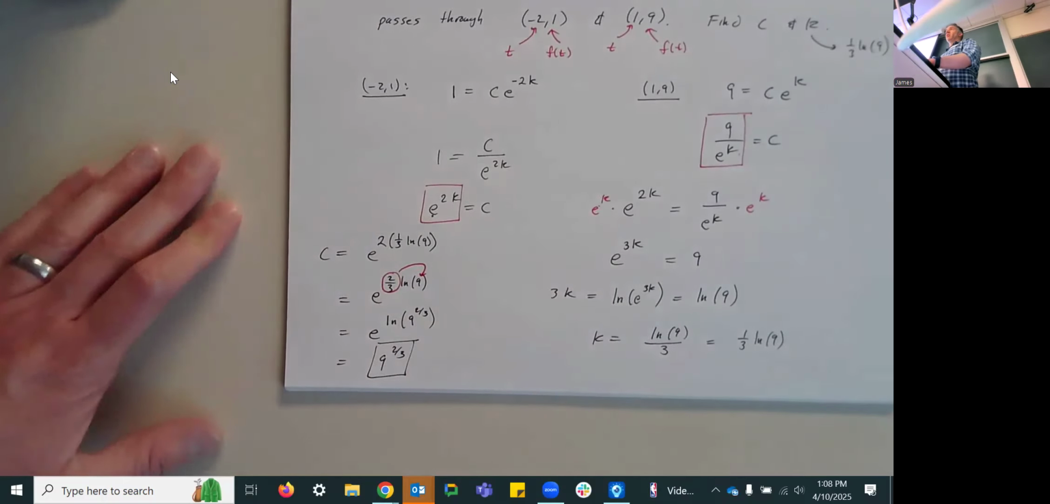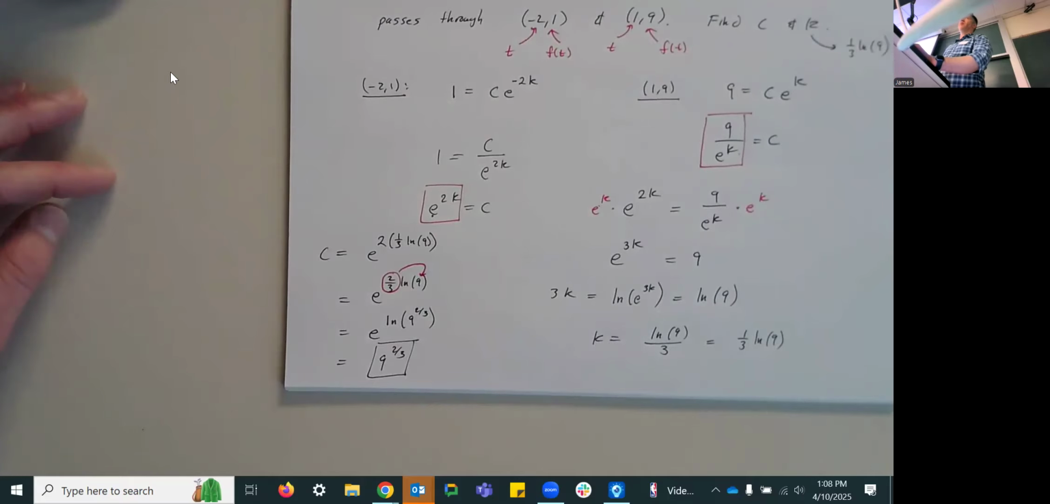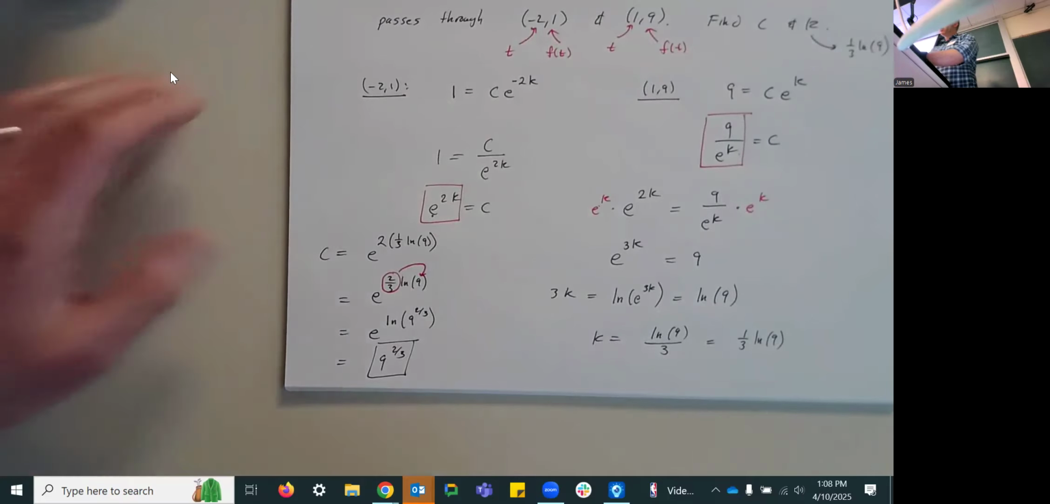I mean, you can make it like the cube root of 81 if you wanted to, but that's not really any better than 9 to the 2/3 power. So I would probably just leave it like that. So that's my C value.